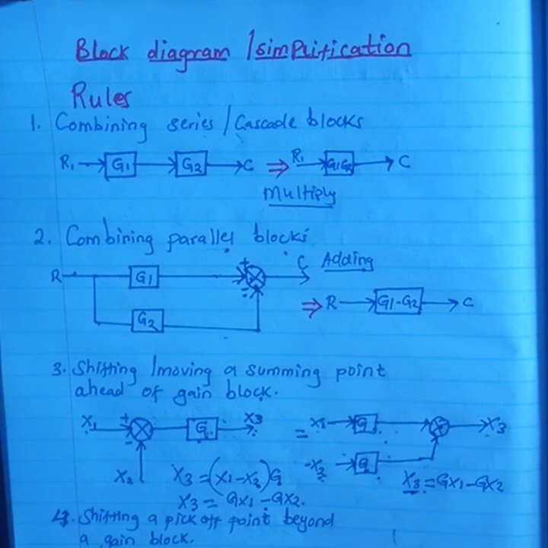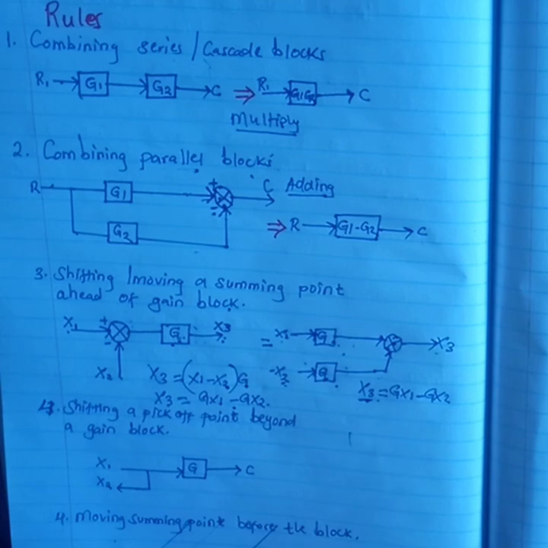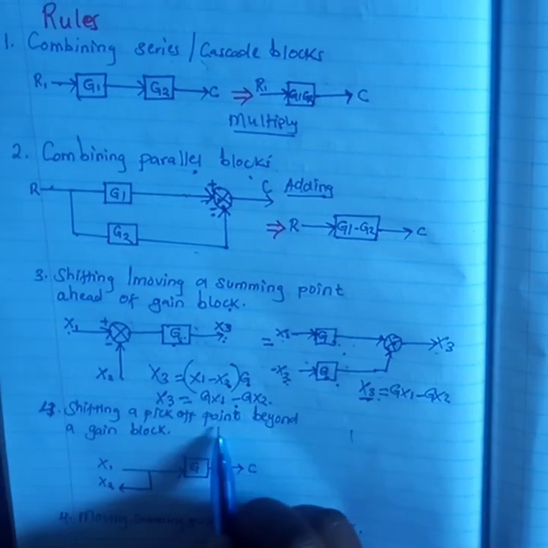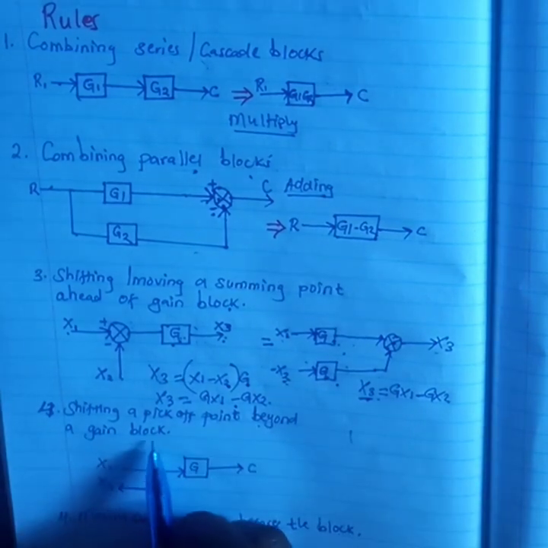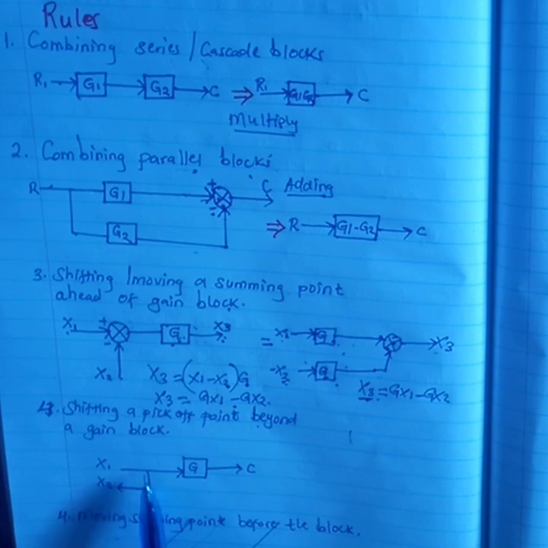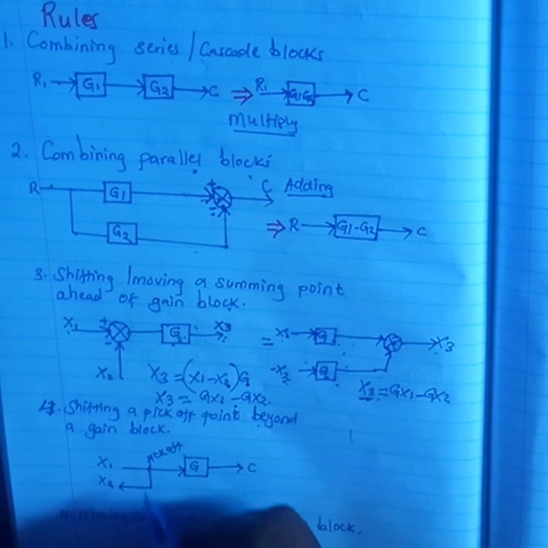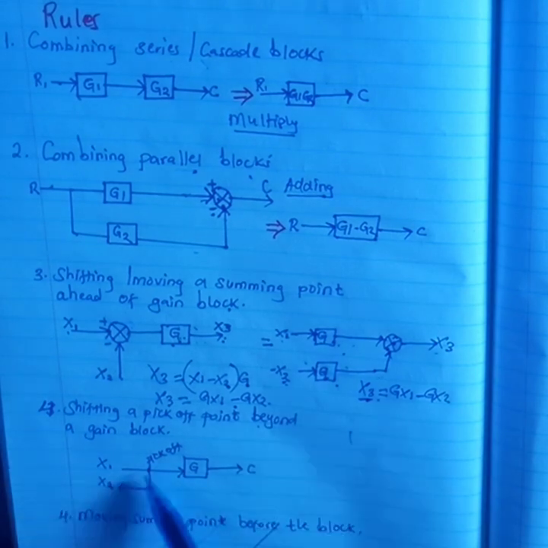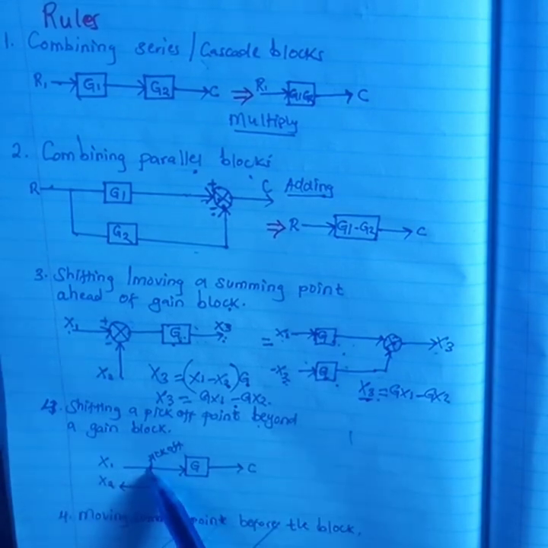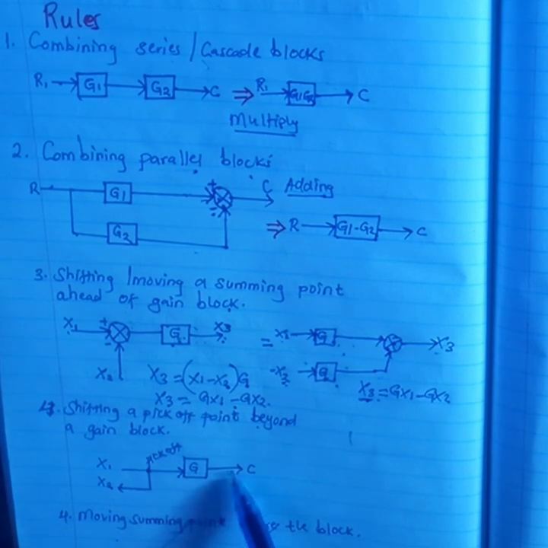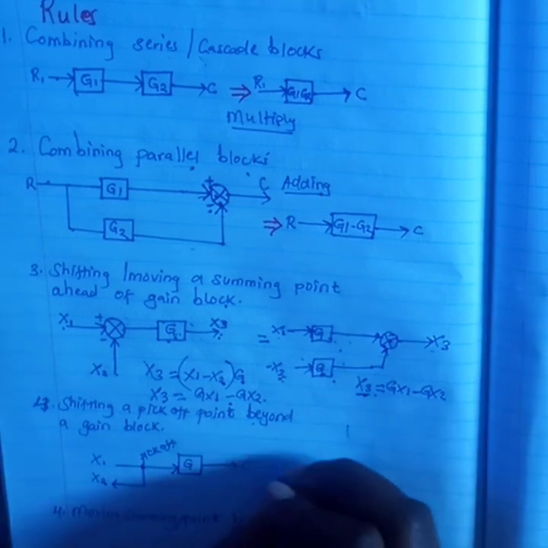Then let us look at our rule number 4, which is shifting a pick-off point beyond a gain block. In this case, this one here is our pick-off point. So I can shift this pick-off point and bring it beyond, or ahead of, a gain block. If I do that, then you find that I'll have something like this.